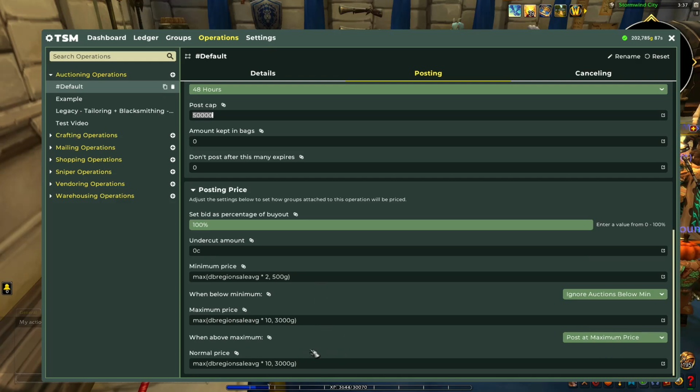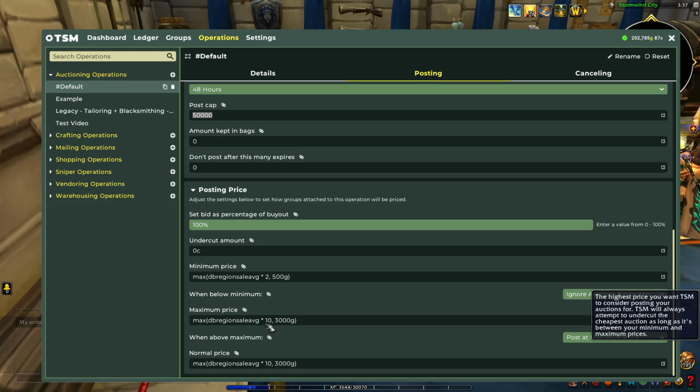I already added some for reference, but let's talk about the maximum price and the normal price first, because those are the easiest ones to explain. So the maximum price is basically, just imagine that you are going to sell a sword on the auction house, and there is just one guy already selling that sword for a crazy amount of gold, like he's selling it for 5 million gold.